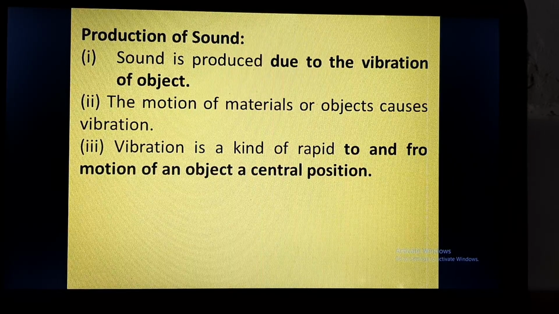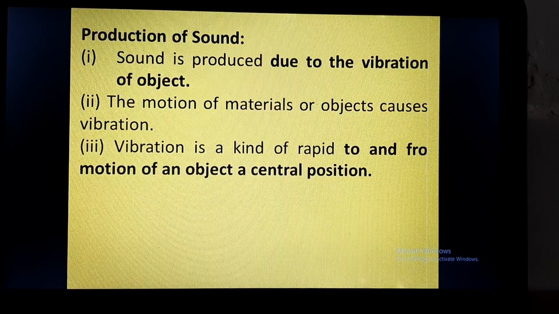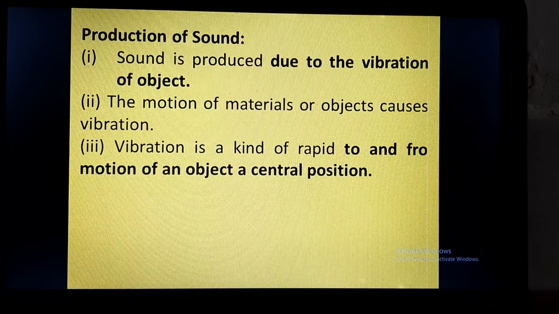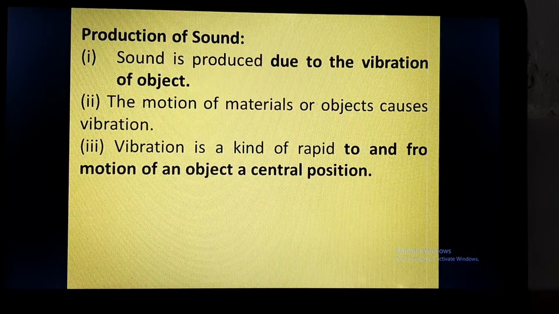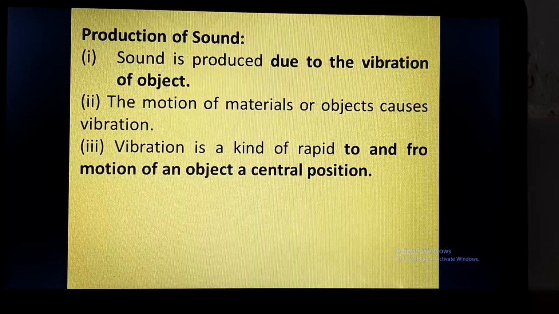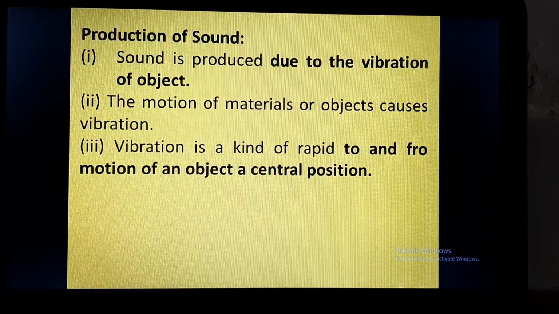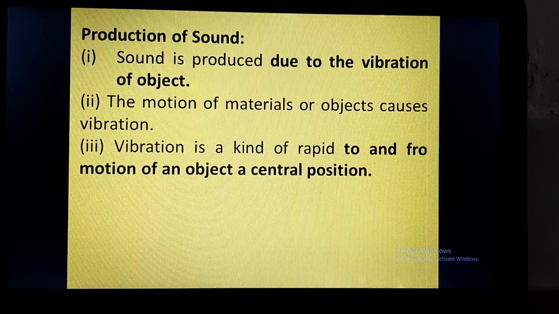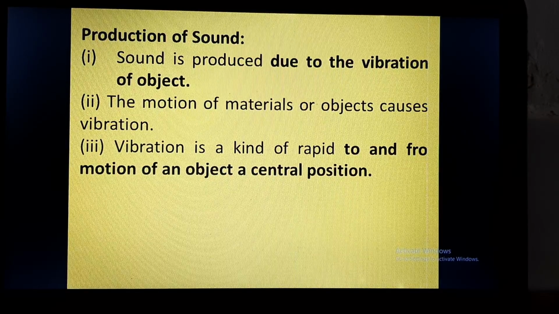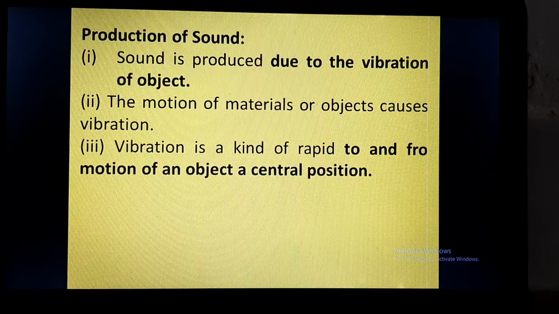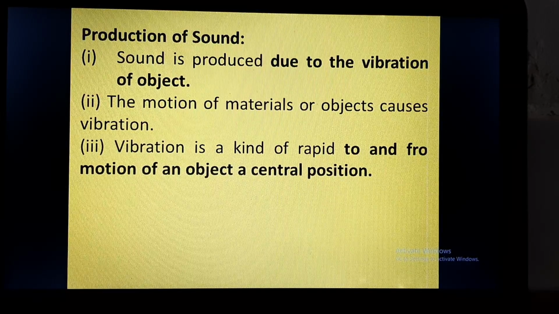As we have studied in our class 7th also, vibration is a kind of oscillatory motion, and vibration means that a material or an object is moving from its central position to one extreme position, which is called to, then it comes back to central position, and then again it goes to the other extreme position which is called fro. So for example, if you are swinging on a swing in the park, that is an oscillatory motion.